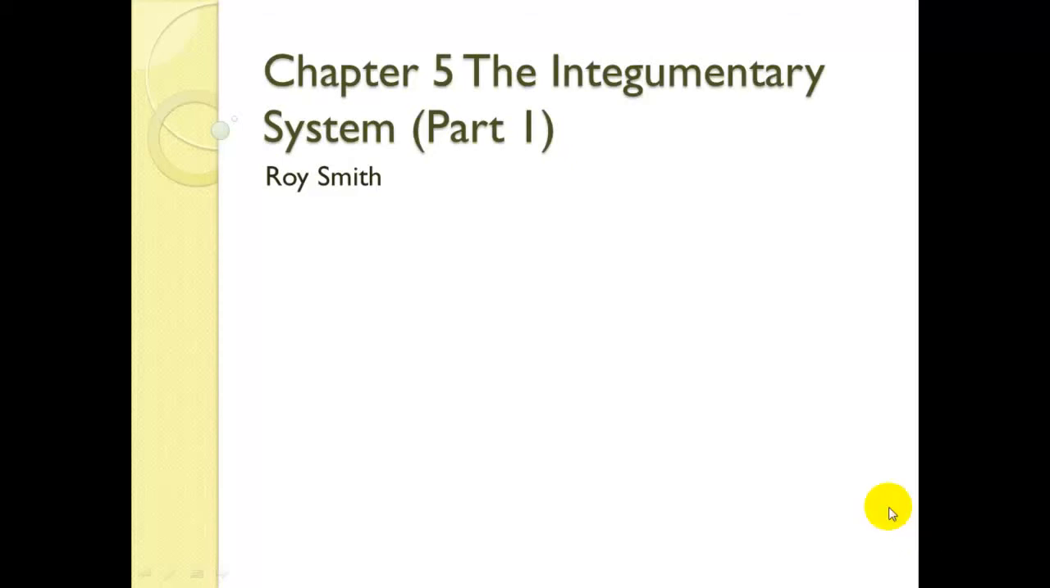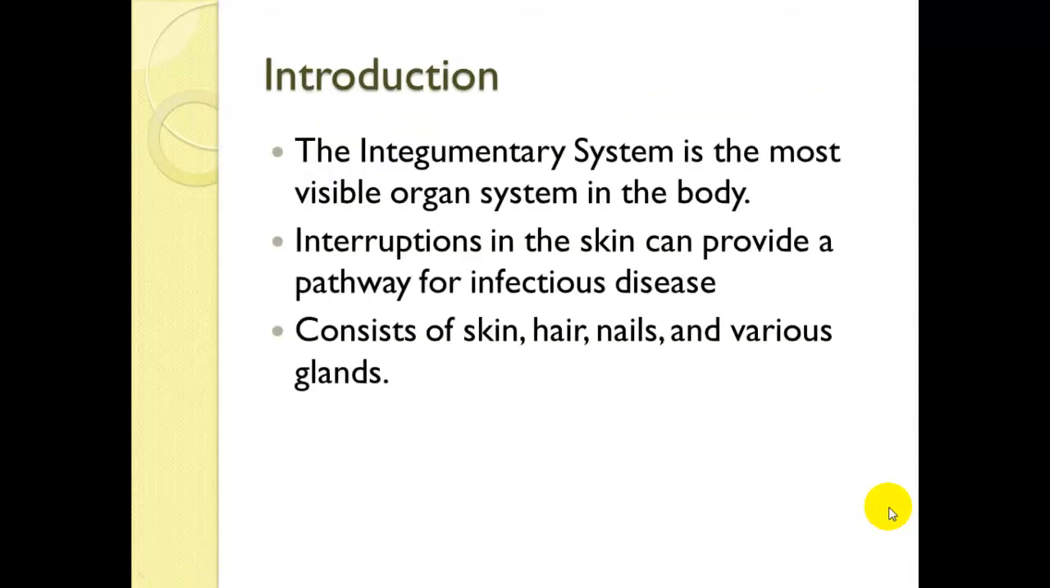This is going to be Chapter 5, the Integument System, Part 1. And first thing we're going to do here is an introduction. The integument system is the most visible organ system in the body. Interruptions in the skin can pretty much provide a pathway for infectious disease, and it consists of the skin, hair, nails, and various glands.